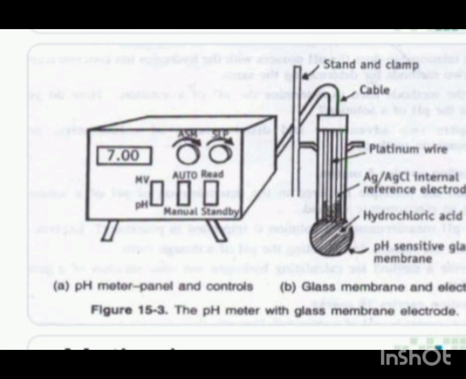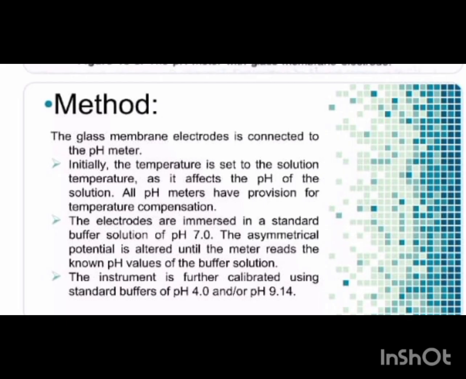Hence, this is the method by using the glass electrode to determine the pH of a solution. The glass membrane electrode is connected to the pH meter. Initially, the temperature is set to the solution temperature, as it affects the pH of the solution, and all pH meters have the provision for temperature compensation.